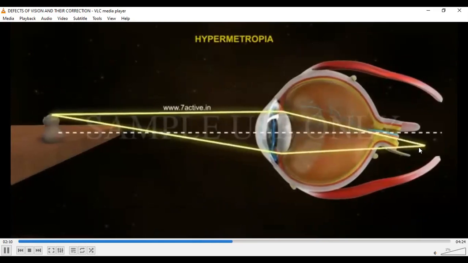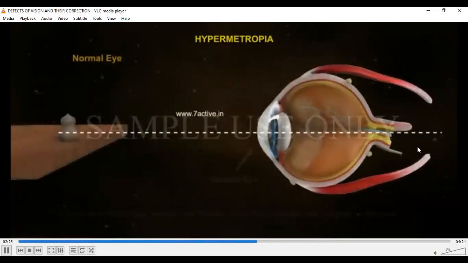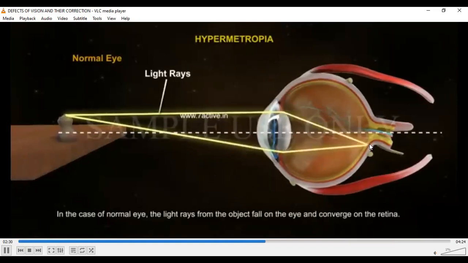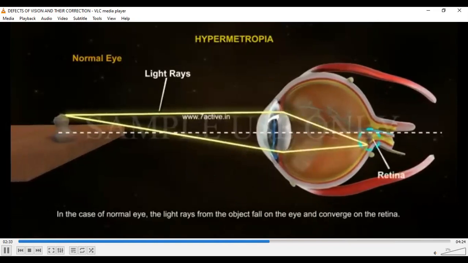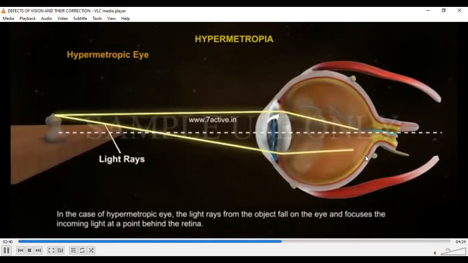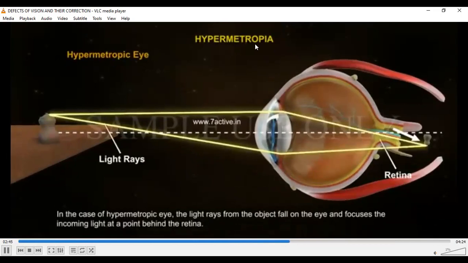Now you can see that in hypermetropia, the image is formed behind the retina. Now over here you can see the image forming. Again a blurred image is obtained and we are unable to see the distinct sharp image. For the normal eye, again the image has to be on the retina to have a distinct image, so that we can see a sharp image. And in the hypermetropic eye, what happens is that the image is forming behind the retina. So this is long sightedness.